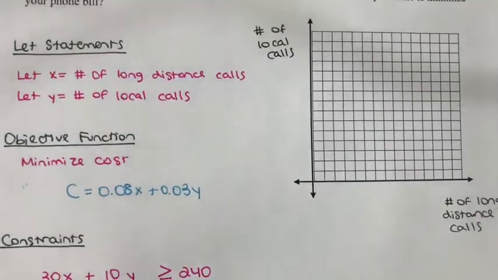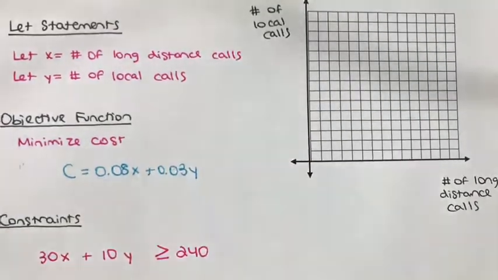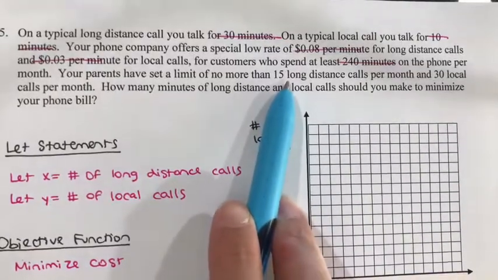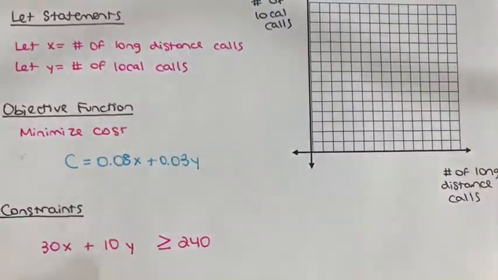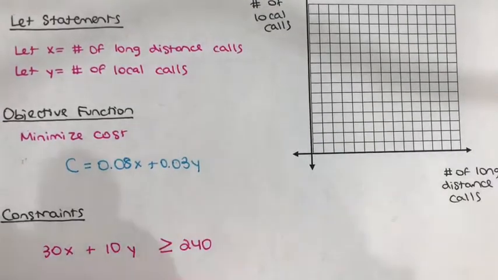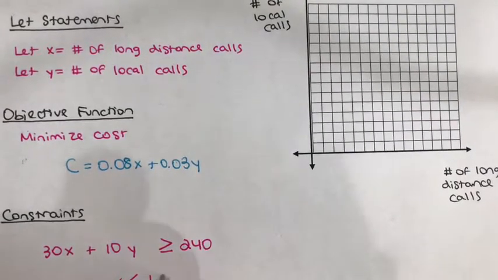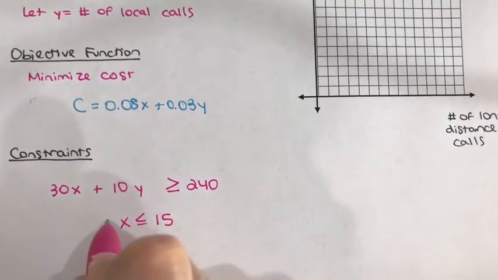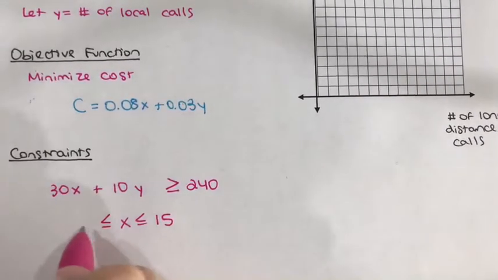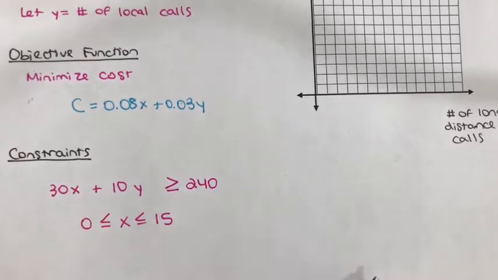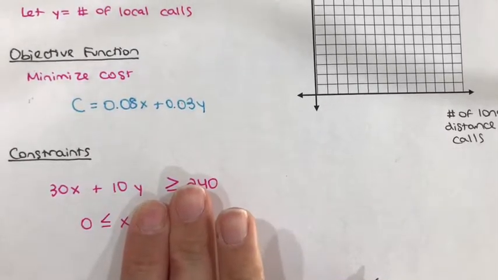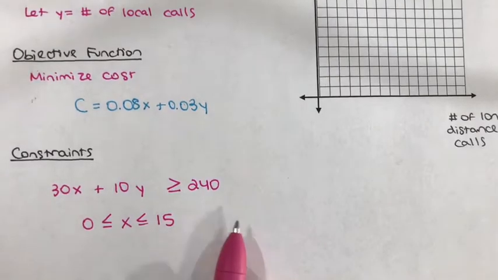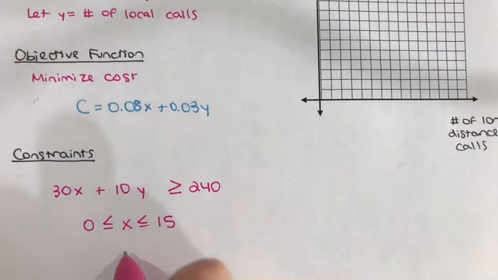Okay. So we know that we can't have more than 15. So X would have to be less than or equal to 15. Okay. And we also know that X has to be greater than or equal to 0. So I like to include that in the same portion. You don't have to. You could write it separate as X is greater than or equal to 0.